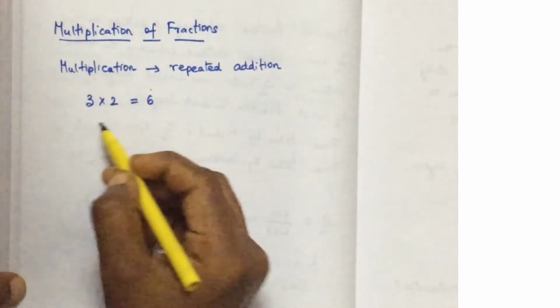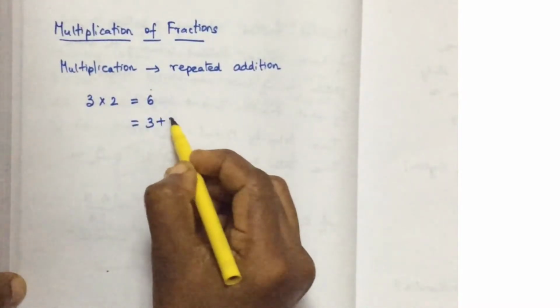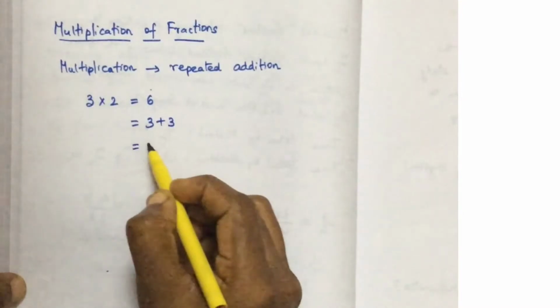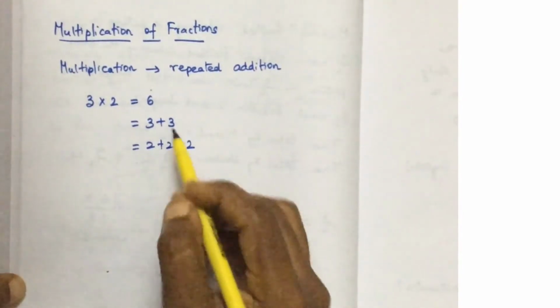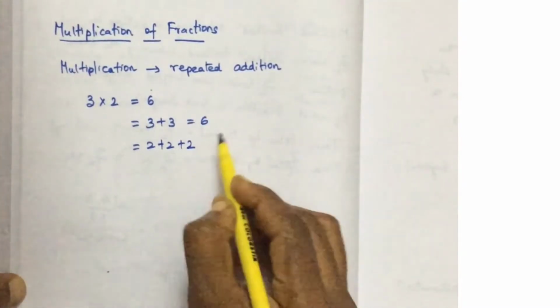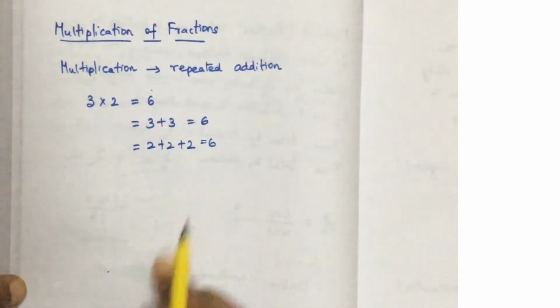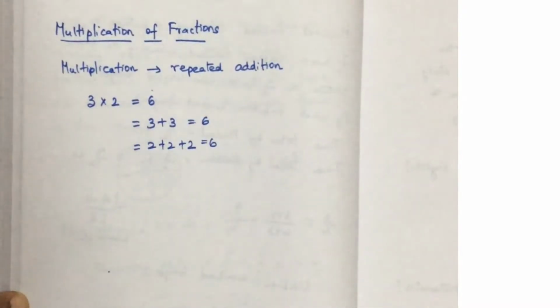3 multiplied by 2 is the same as, you can add 3 two times or 2 can be added 3 times. So here 3 plus 3 is 6, and 2 plus 2 plus 2 is also 6. Because of this, multiplication is called repeated addition.